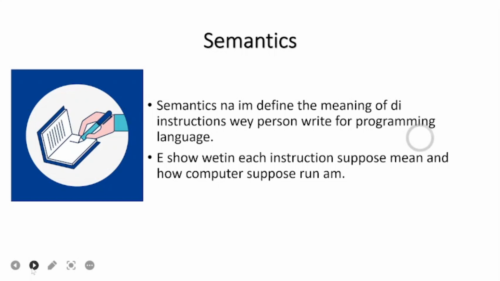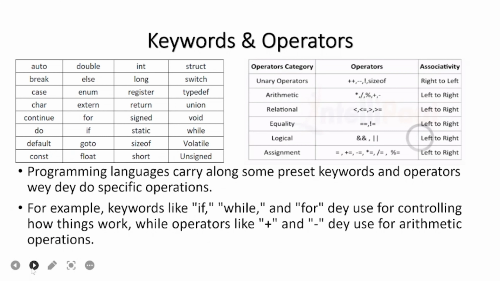Wetin you write, the way wey you take write am, and after you write am, how computer go take execute am in order to get result. Na wetin we dey call wetin? Semantics. However, there are some things wey we dey call keywords and operators. Keywords and operators na things wey we dey use dey perform in programming language. Keywords na reserved keywords. Programming language carry along some preset keywords and operators wey dey do specific operations. For example, keywords like if, while and for, we dey use them for controls, that's control flow. Dey control the informations wey we dey pass through computer and how things work.